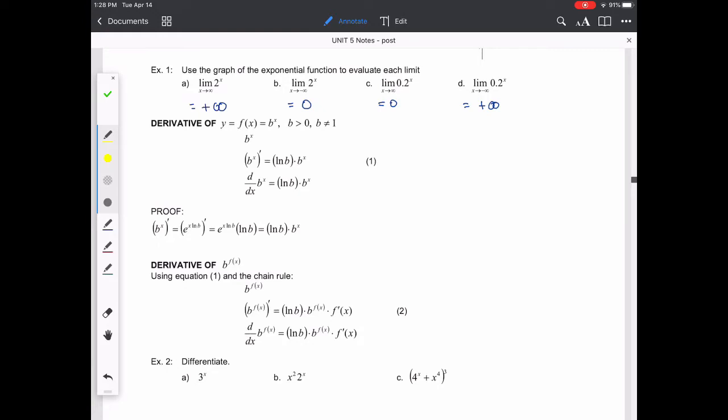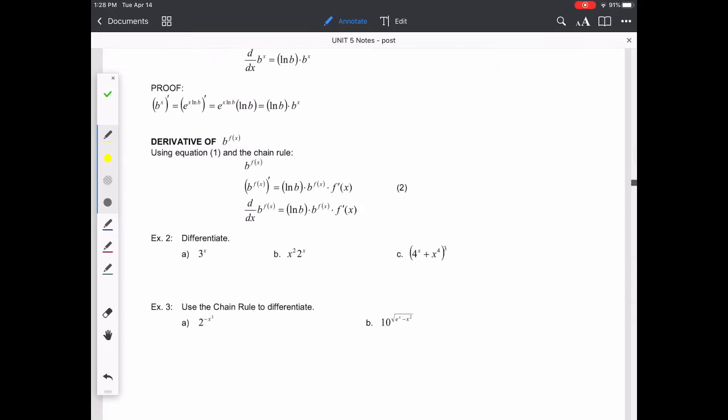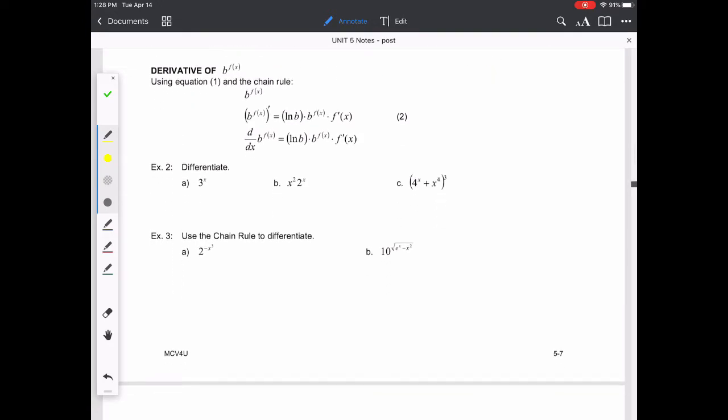We have to commit to memory what the derivative of an exponential function with base b is. We know that the derivative of b to the x is going to be ln of b times b to the x. There's the proof there. You can look it over at your leisure. The next thing we have to look at, most importantly, is equation number 2, where we take the base b with an exponent that is actually a function. So we have to use the chain rule. When we're using the chain rule, this is pretty much the form we have to look at.